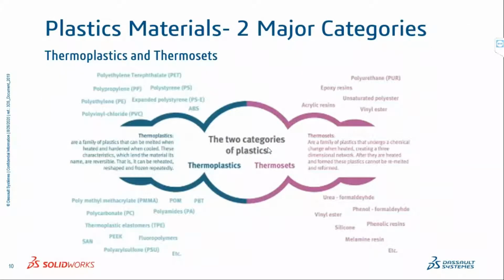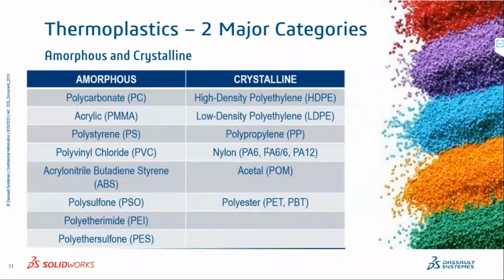Now the plastics are basically divided into thermoplastics and thermosets. Thermosets are the plastics which remain in their permanent solid state, right? While the thermoplastics can be remelted and liquefied again and reused. Now when we talk about thermoplastics, there are two major categories: amorphous and crystalline.